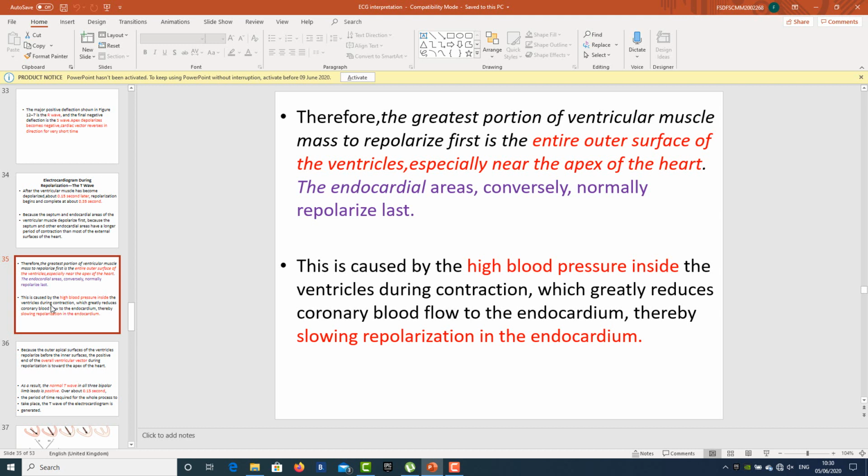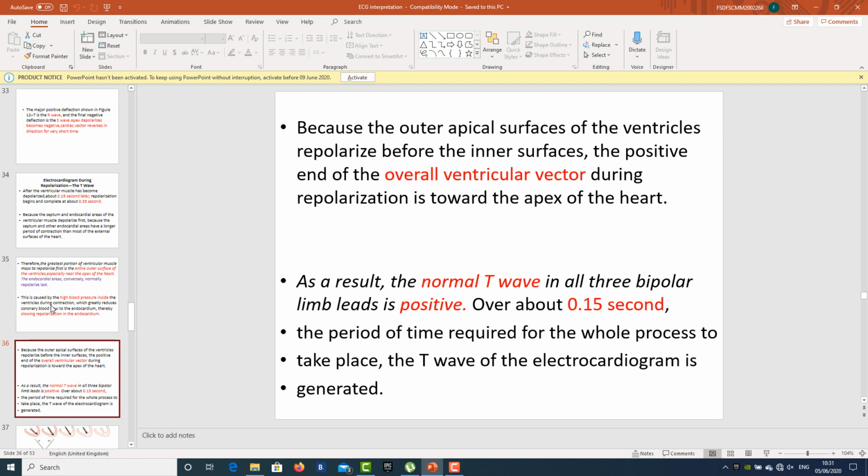This is because the higher blood pressure inside the ventricles during contraction greatly reduces coronary blood flow to the endocardium, thereby slowing repolarization in the endocardium. Because the outer apical surfaces of the ventricles repolarize before the inner surfaces, the positive end of the overall ventricular vector during repolarization is towards the apex of the heart. As a result, the normal T wave in all 3 bipolar limb leads is positive. Over about 0.15 second, the period of time required for the whole process to take place, the T wave of the electrocardiogram is generated.